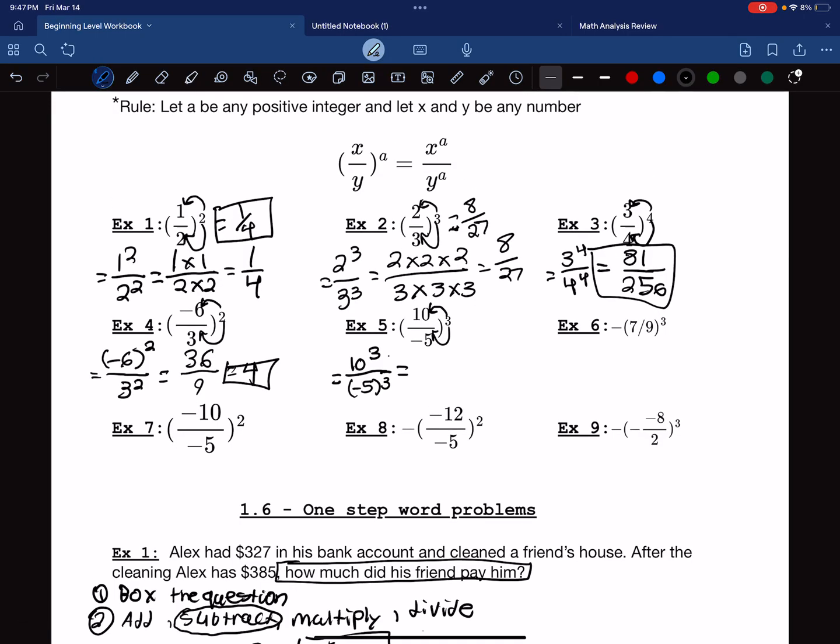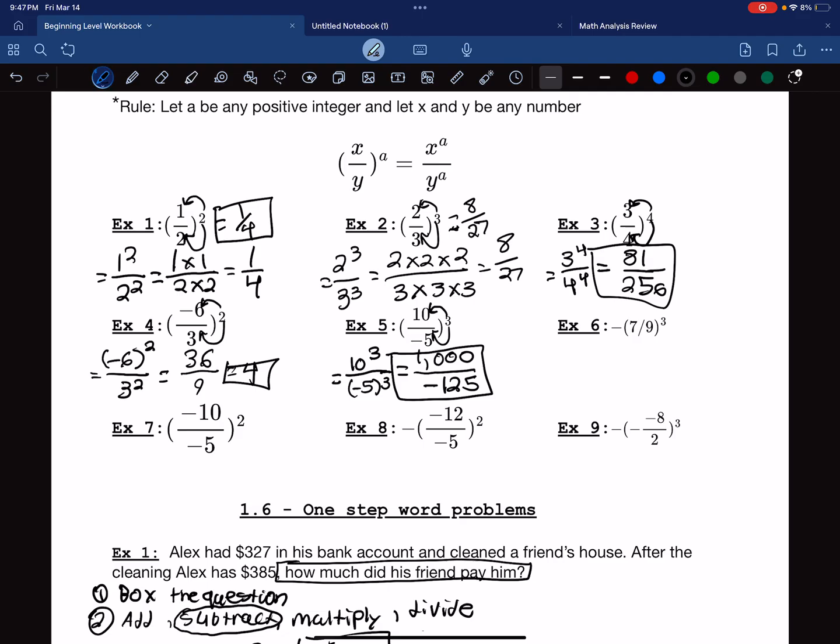In other words, 10 cubed is saying, what is 10 times 10 times 10? And if you do that, you should get 1,000. And then you're going to have that over -5 cubed. So it's going to be -5 times -5 times -5, which is -125. That is your final answer.